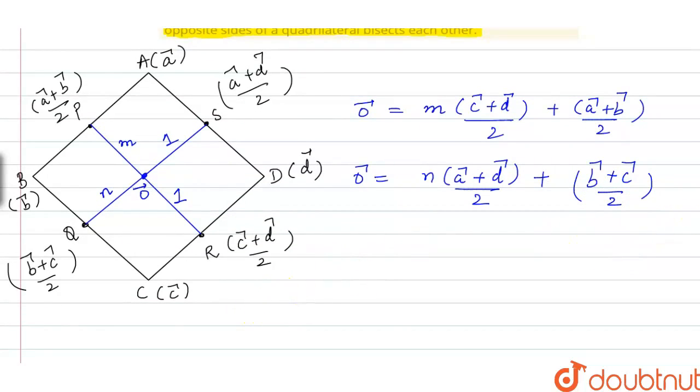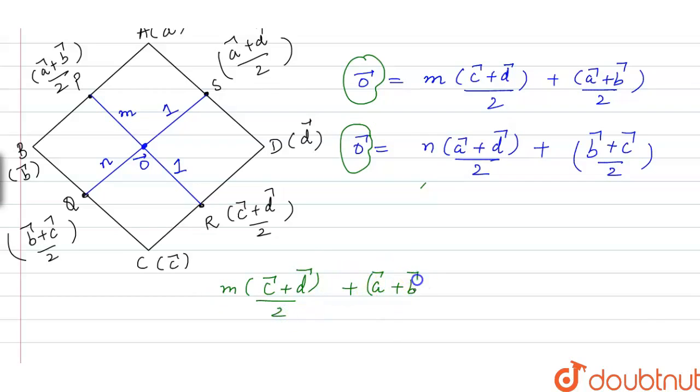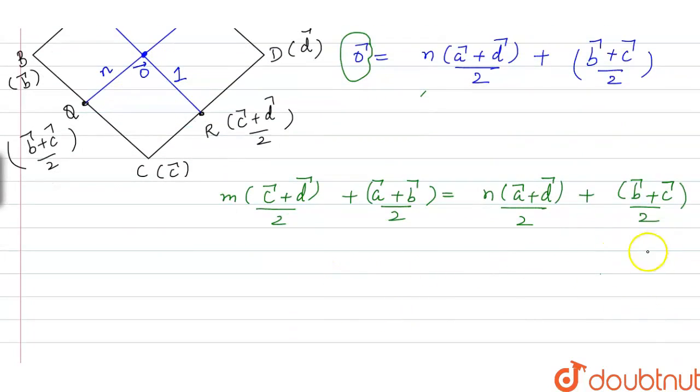So from this we can say that, because these are position vectors for a single point O, we can say that m into C plus D by 2 plus A plus B by 2 is equal to n into A plus D by 2 plus B plus C by 2. Right. So this becomes the equation after equating these values. Now we need to find the values of m and n.